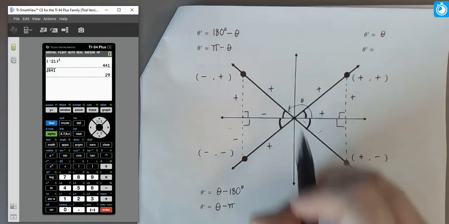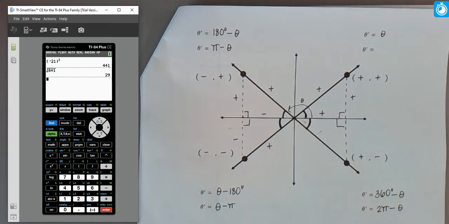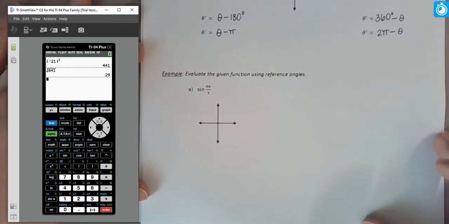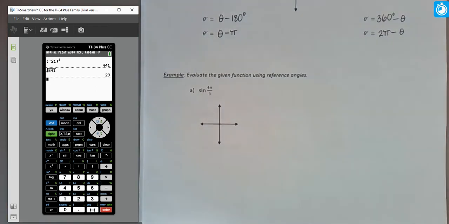So if you feel tempted to do something with the y-axis, remind yourself we're not using the y-axis, we're using the x-axis exclusively. That's how we draw our triangle, and that's how we find our reference angles with respect to the x-axis. So let's look at some examples. Let's see how we find reference angles, how we use them, so on and so forth.